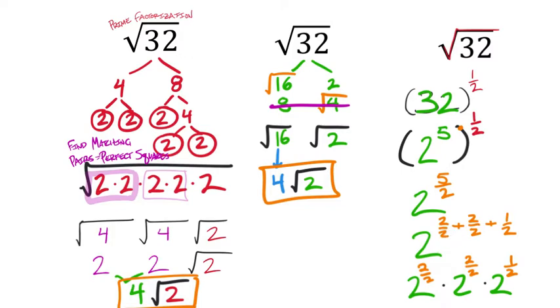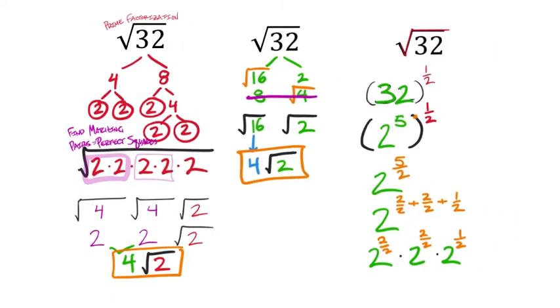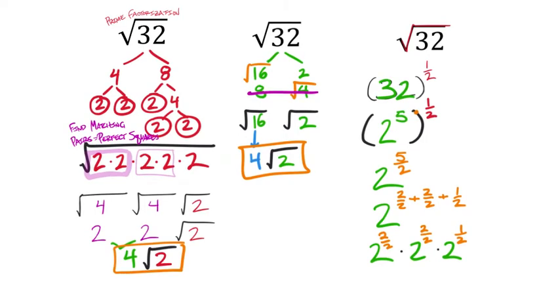So right now, what I'm going to do is take the 2 over 2's, which is really just 2 to the power of 1, and then multiply that by another 2 to the power of 1, and then multiply that by the 2 to the power of 1/2. See, like this, a little bit more space.